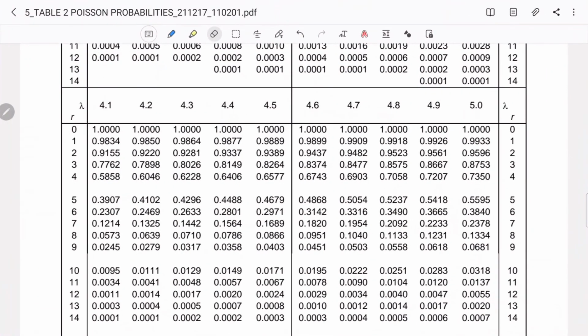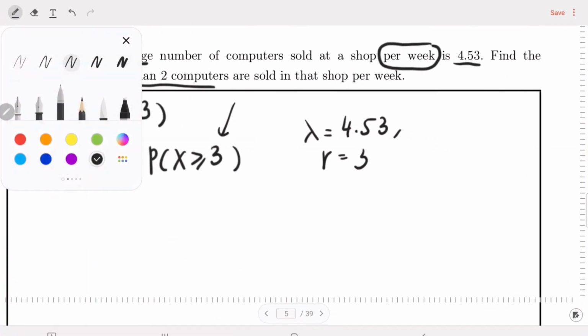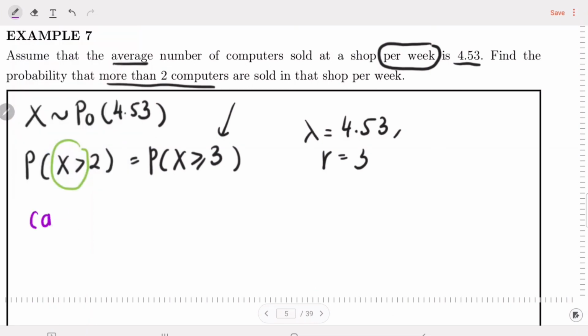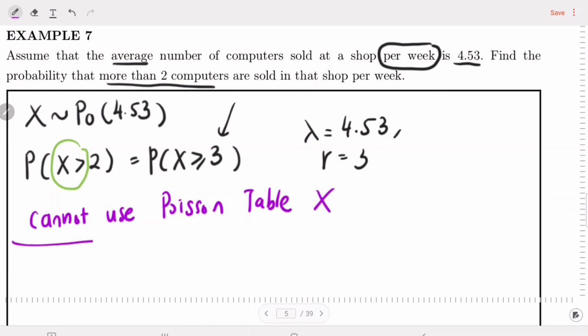But then, when I look at the Poisson table, it only has the value for when lambda equal to 4.5. It doesn't have lambda equal to 4.53. When this kind of thing happens, it means that we cannot use the Poisson table to find the probability. Instead, there is no other option. We still need to use the Poisson distribution formula. Cannot use the Poisson table, so we need to use the formula.